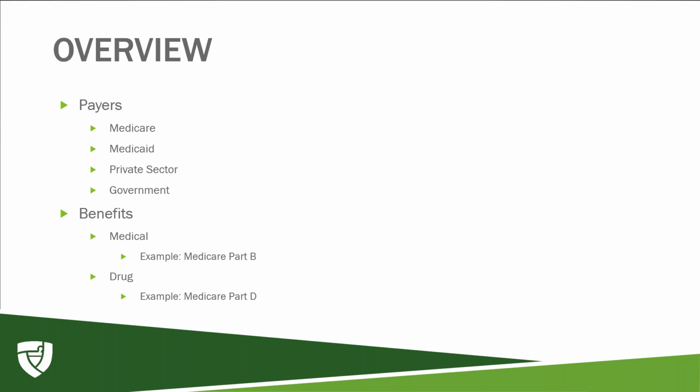So aside from our payers, we also have benefits, and that, of course, is what the patient receives. And so we have medical benefits, and a classic example of that would be Medicare Part B, which pays for the health services in the clinic if a patient has Medicare. And then we have our drug benefits, and as an example of that, I'm sure everybody is familiar with Medicare Part D, and that would cover the drug costs of a plan.